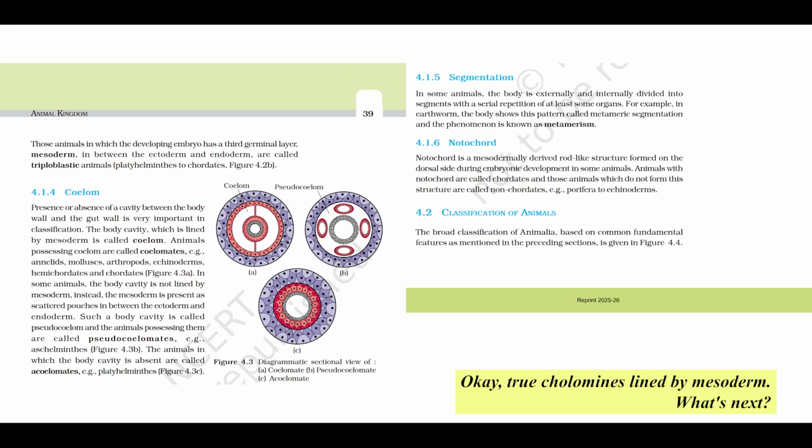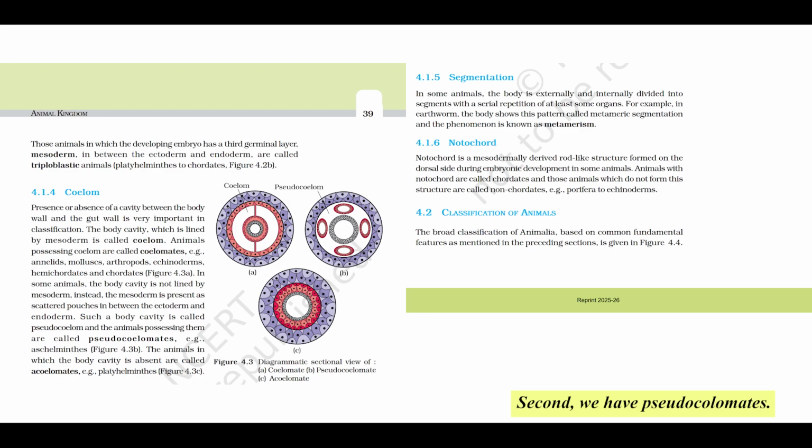Okay, true coelom means lined by mesoderm. What's next? Second, we have pseudocoelomates. Here, a body cavity is present, but it's not truly lined by mesoderm. Instead, the mesoderm is present as scattered pouches or isolated bits of tissue between the ectoderm and endoderm. It doesn't form a continuous lining. So it's a cavity but not properly lined, hence pseudo or false.